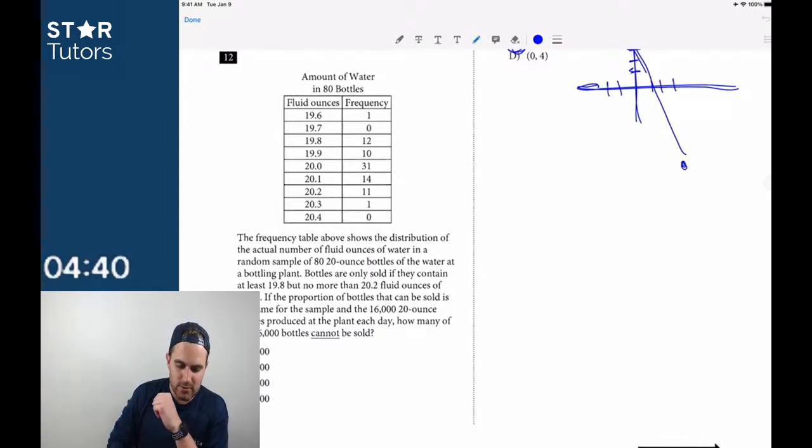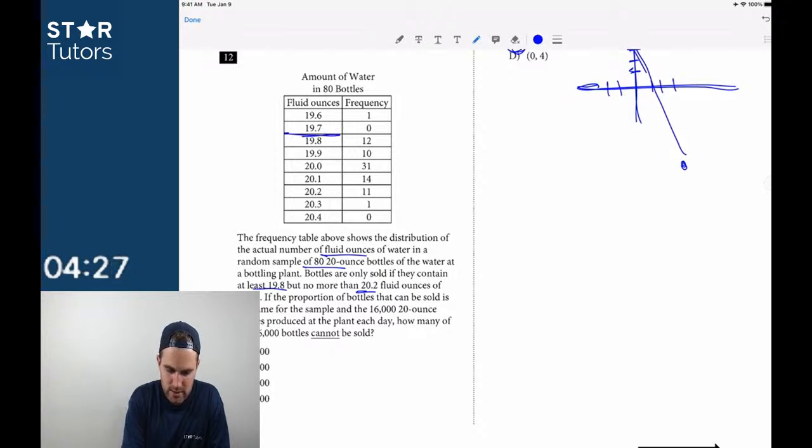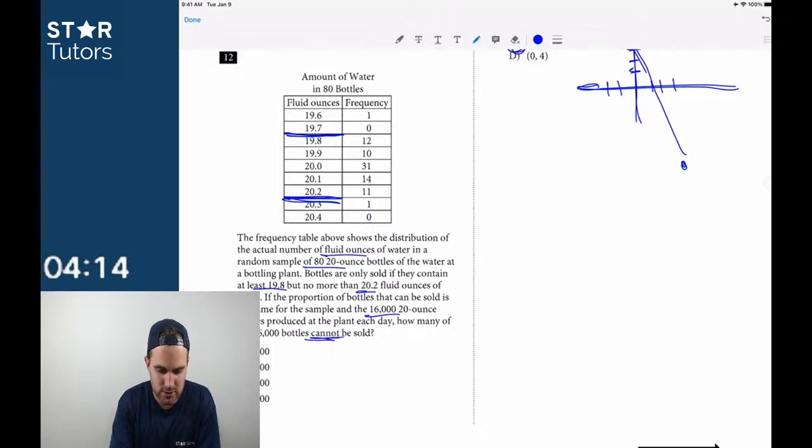Okay, so the frequency table above shows the distribution of the actual number of fluid ounces of water in a random sample of 20-ounce bottles. Okay, it's another frequency table. The bottles can be sold only if they contain at least 19.8, but no more than 20.2. Okay, so 19.8. Draw that in, right? I don't know if that's going to mean anything, but it's important. If the proportion of bottles that can be sold in the sample is the same in the 16,000 20-ounce bottles, how many cannot be sold? Okay, so it looks like 2 of the 80 cannot be sold, right? This one here and this one here cannot be sold.